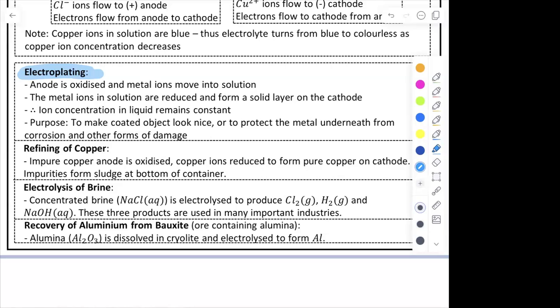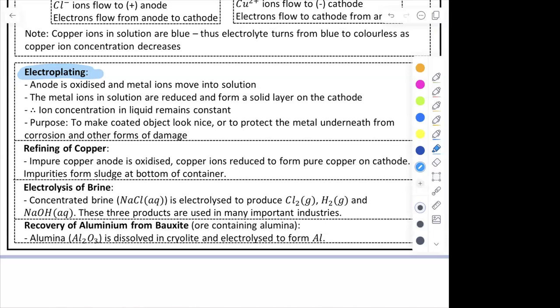Refining of copper. So the impure copper anode is oxidized. Copper ions are reduced to form pure copper on the cathode. Impurities form sludge at the bottom of the container. I'll give you 2 examples of electroplating and electrorefining just before we start with the electrolytic cell question.